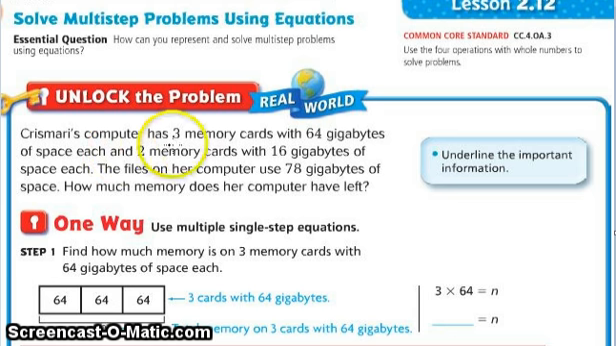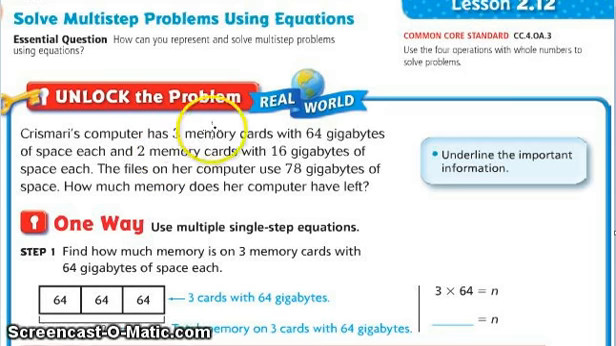Mari's computer has 3 memory cards with 64 gigabytes of space each and 2 memory cards with 16 gigabytes of space each. The files on her computer use 78 gigabytes of space. How much memory does her computer have left? Okay, let's go back and figure that out.